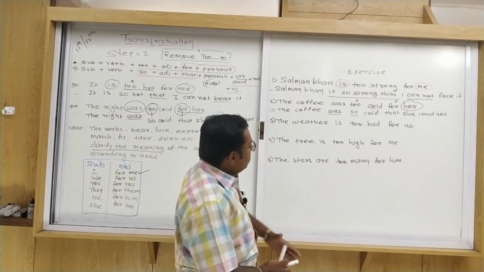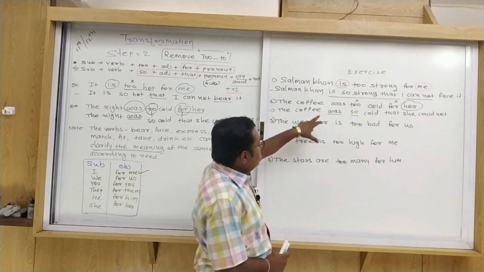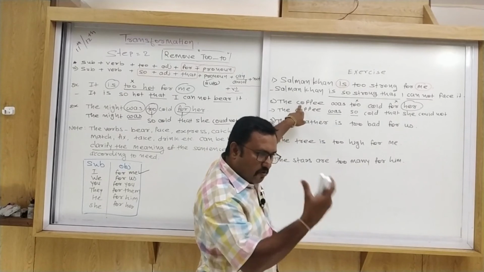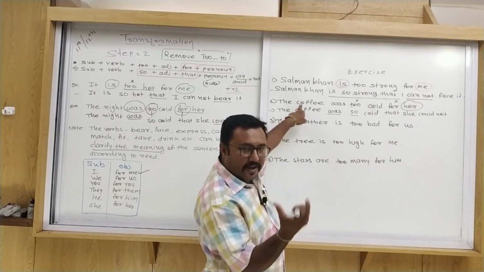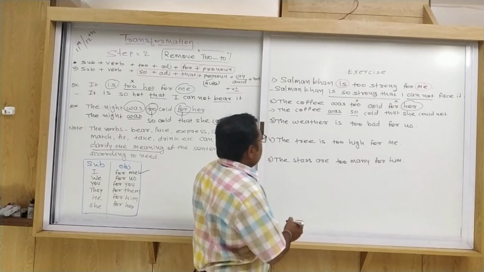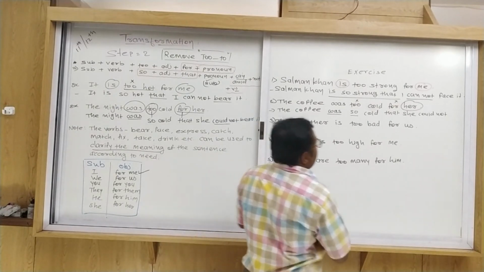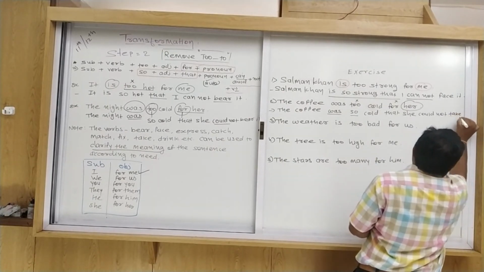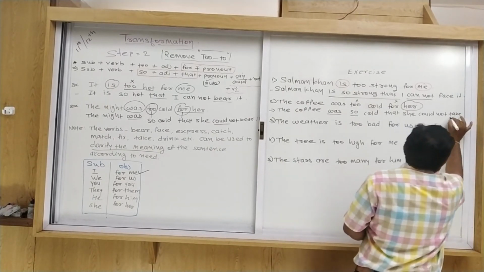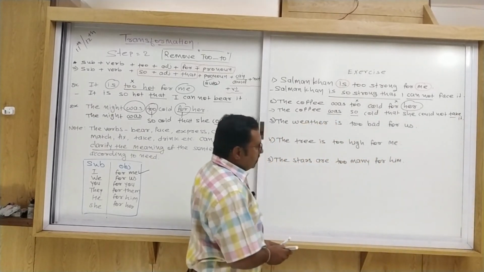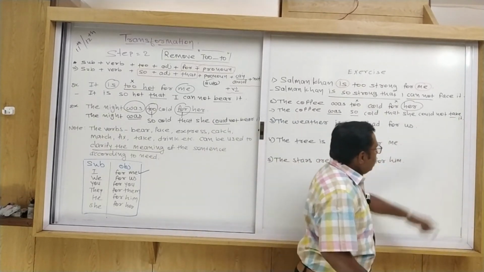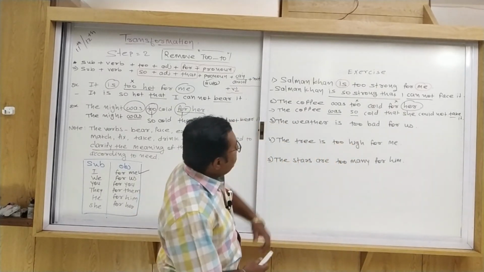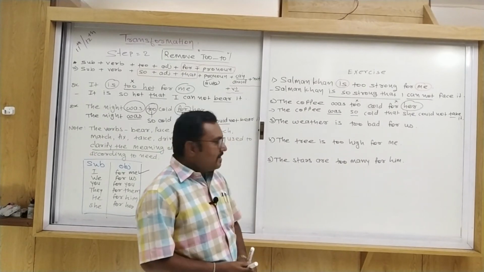Dear friends, which verb can we use here? This sentence is about coffee. So, what will you do with the coffee? Either drink or take. So, she could not take it. Okay. Suppose you have no idea about take, then you can write drink there. So, the coffee was so cold that she could not take it.